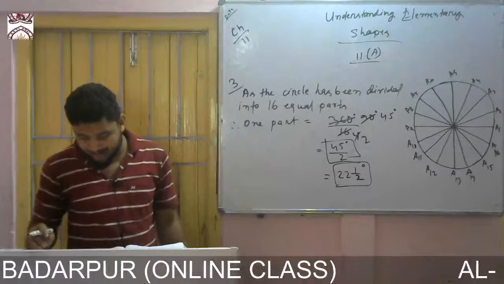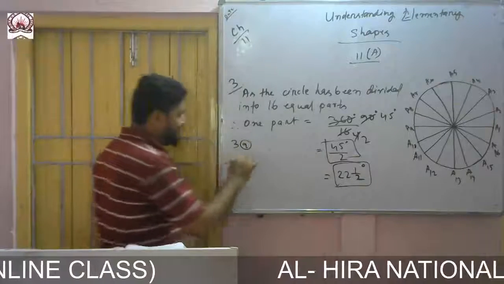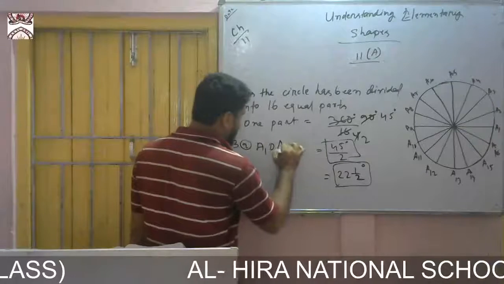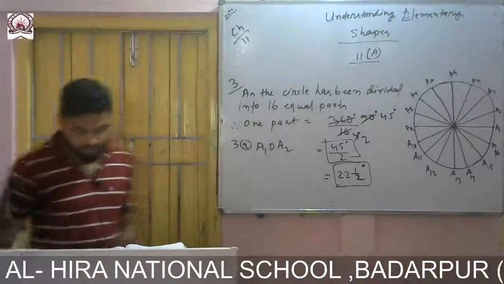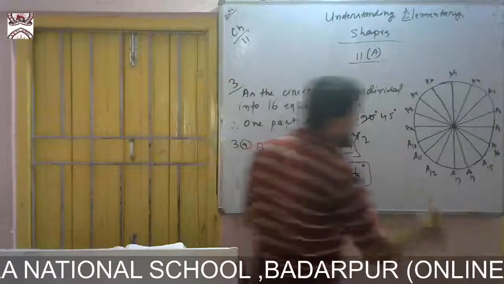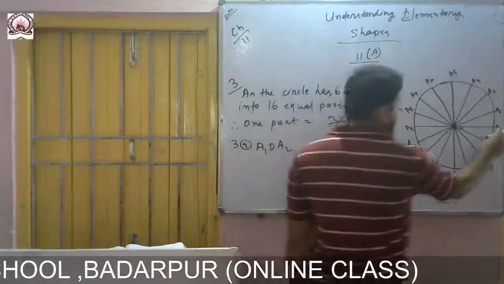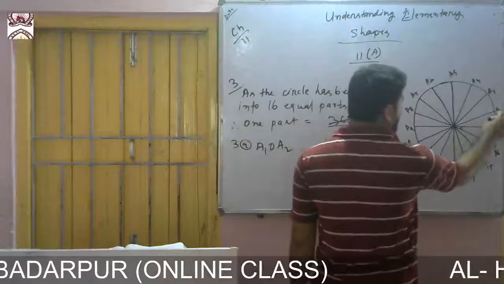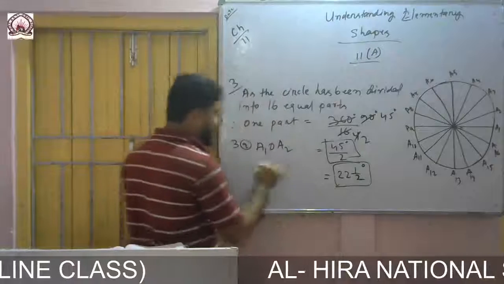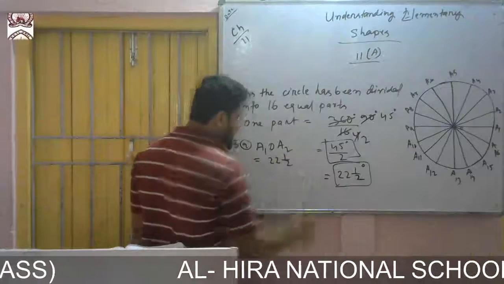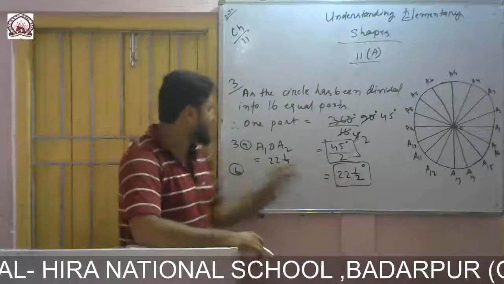A1 O A2. So number 1, you see, A1 O A2. Here is O. So this portion is only one part. One part we know the measurement is 22 1/2 degrees. Then 3B, you see. One part we found is 22 1/2 degrees.